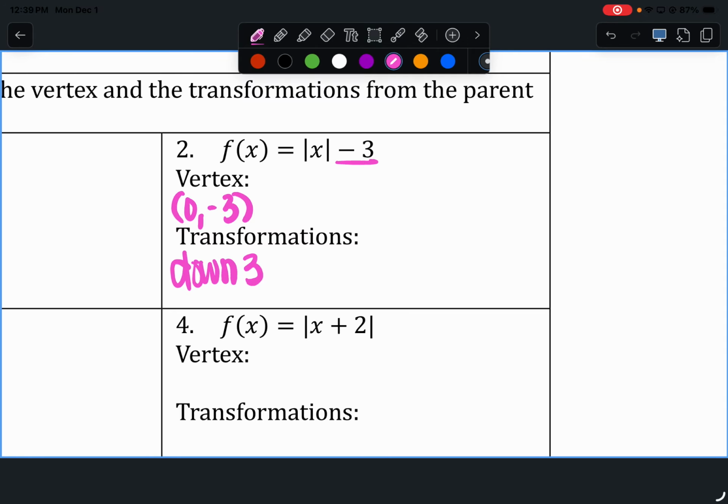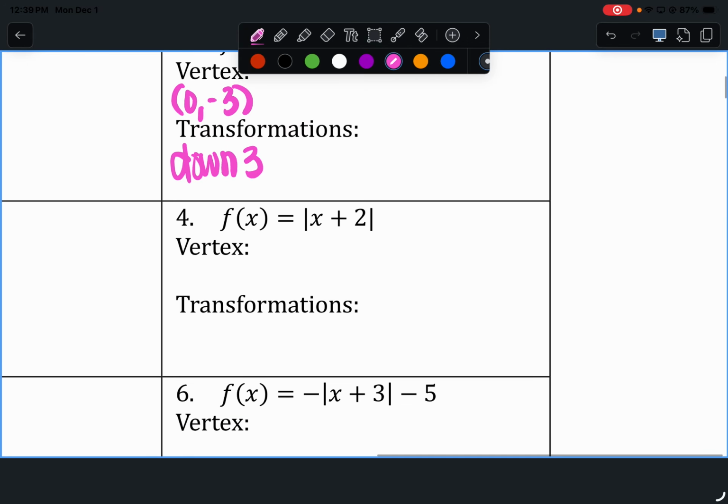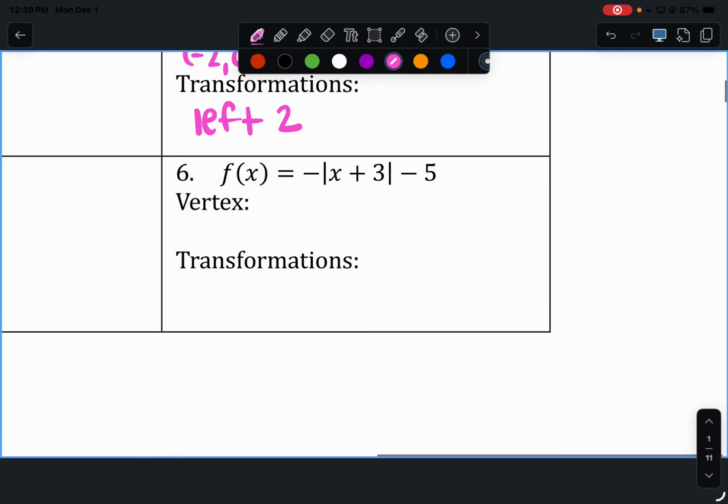Okay. For number 4, what is our transformation? What is that going to do to our vertex? All right. For number 6, how many transformations are in number 6? 3. What is the first one we see? That minus sign in the very front is going to cause it to reflect across the x-axis.